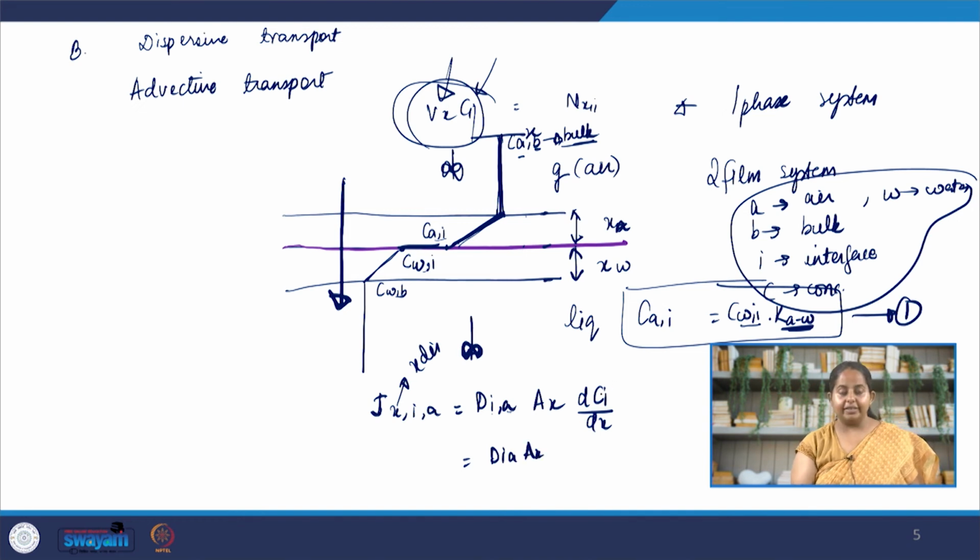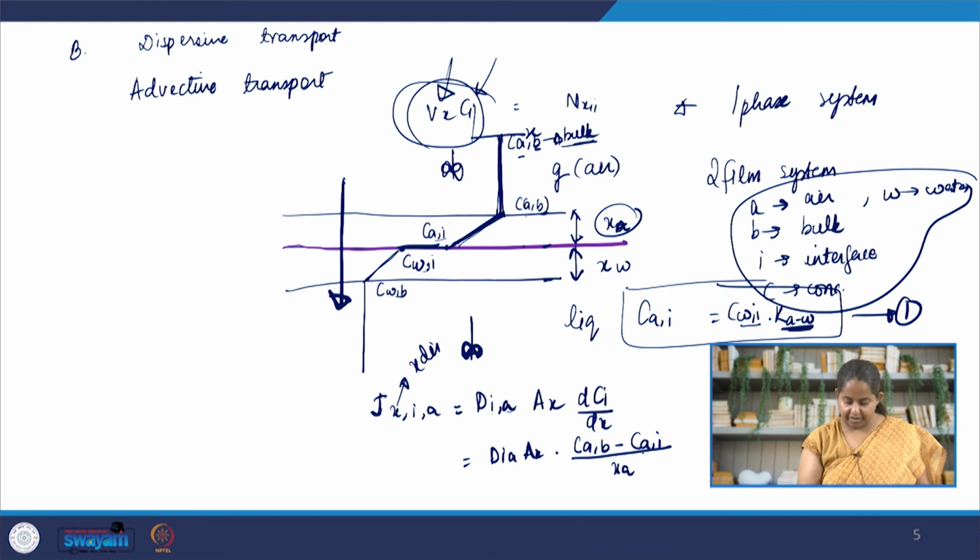Now let's look at dCI. In this tiny film, the concentration drops from CAB to CAI in the distance XA. So the concentration gradient can be written as CAB minus CAI divided by XA. So this is our concentration gradient. This is the flux of the contaminant coming into the interface from the gaseous side.